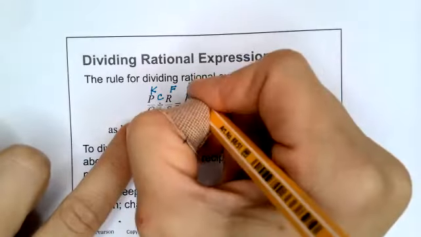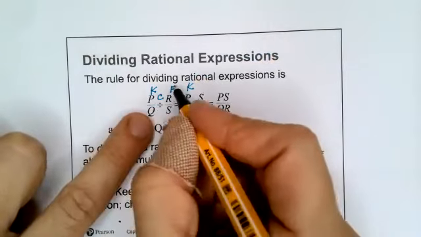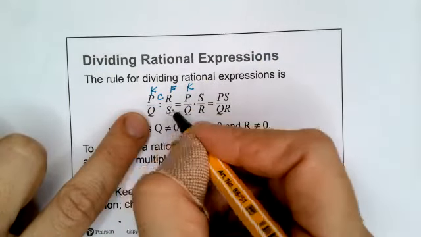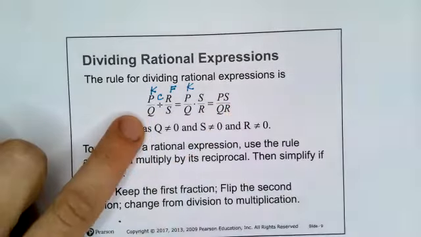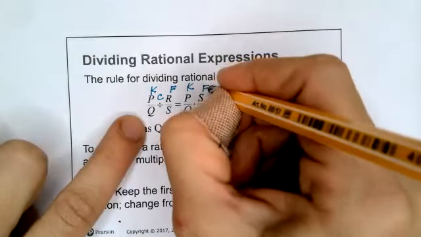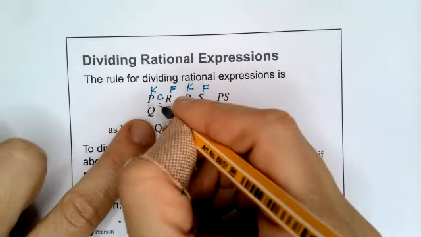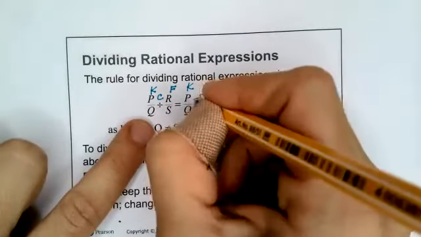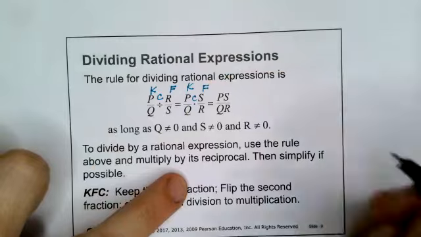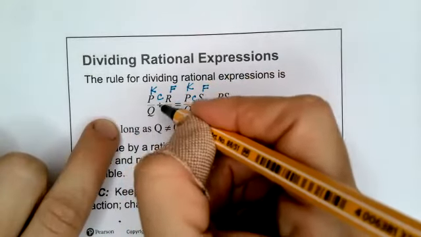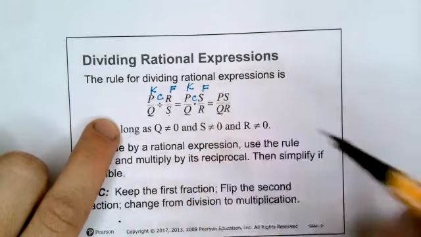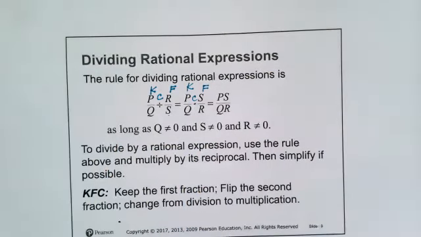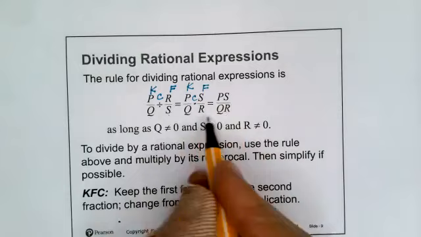We kept it. Okay. F means flip. So R over S becomes S over R. That was a flip. And then you change from division to multiplication, KFC. Keep, flip, change. So P over Q divided by R over S becomes P over Q times S over R, and we know how to multiply them, right? We multiply straight across the top and the bottom.